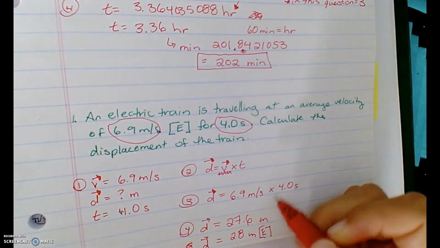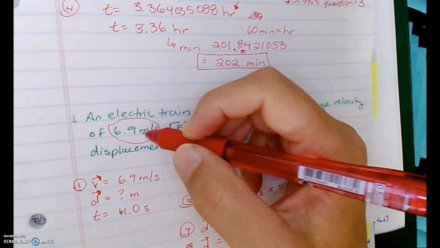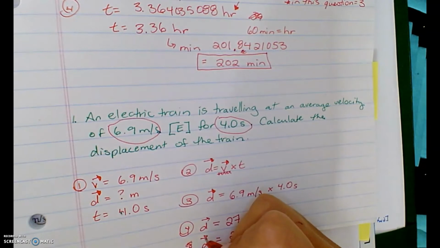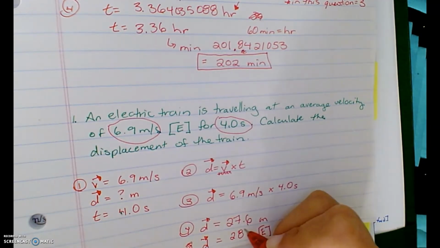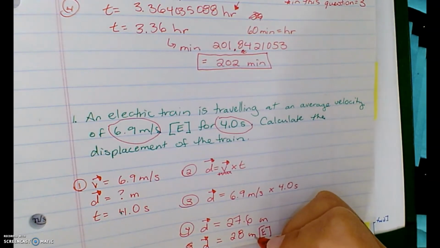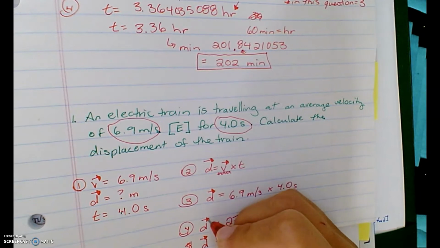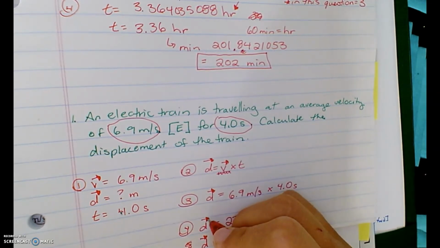Now let's check our significant digits. 2 here, 2 here. So we can only have 2 in our answer. So our displacement is going to round from 27.6 to 28. And we're going to make sure we put meters. And because we're working with one with a little arrow, we have to say the displacement in which direction, and that was east.